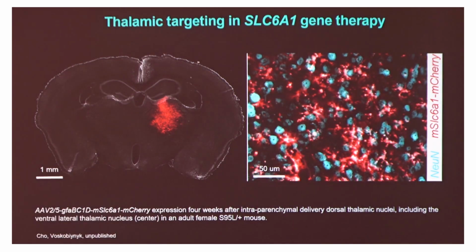So moving forward, we're doing a lot of thalamic targeting for the SLC6A1 gene therapy. And in here, as a proof of concept, we're showing SLC6A1 expression in the thalamus already. And then here we are targeting the astrocytes with this specific AAV construct to see how far it spreads and what the efficacy of our AAV treatment is as well.